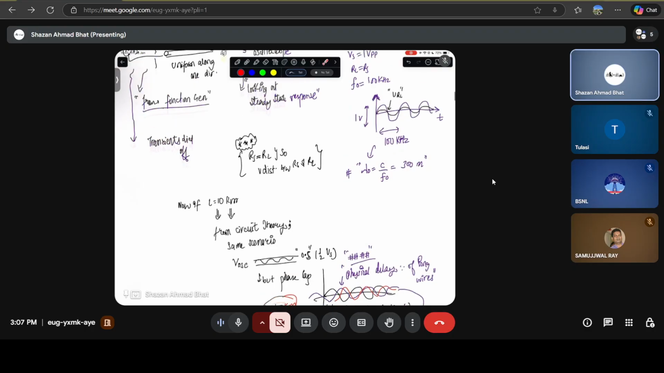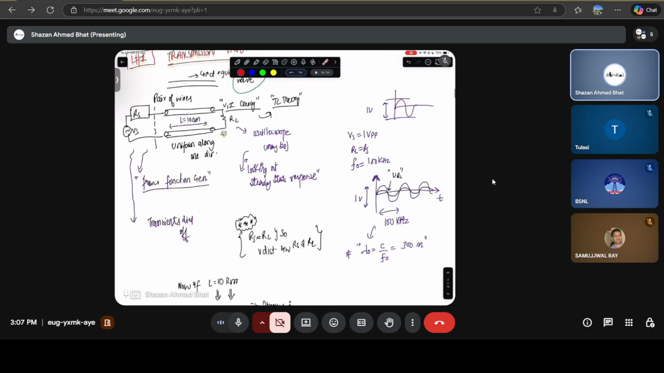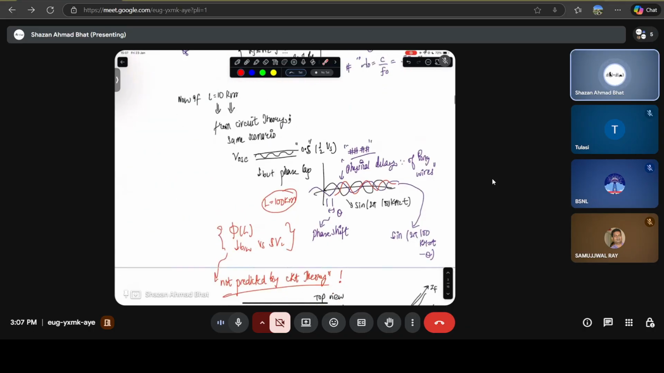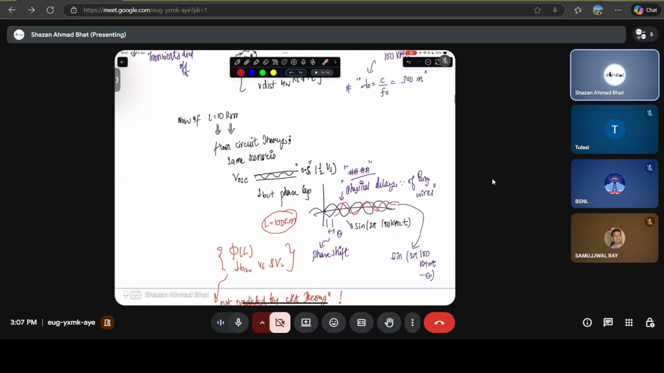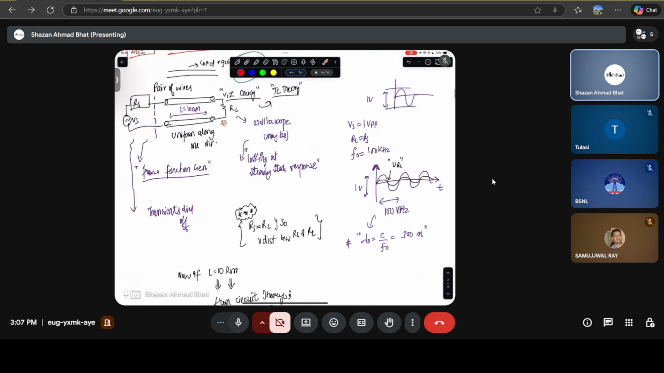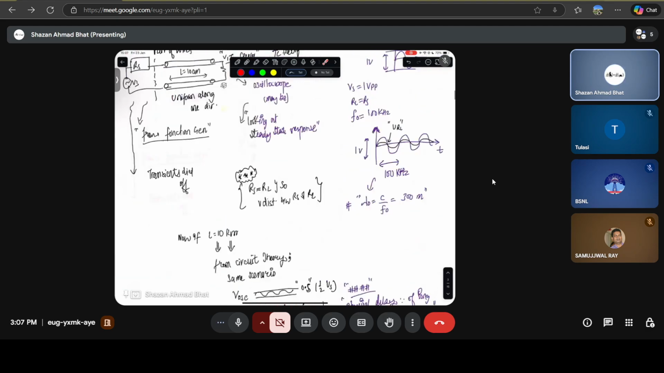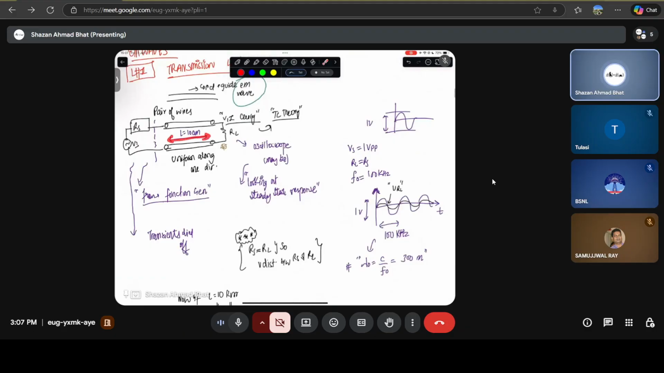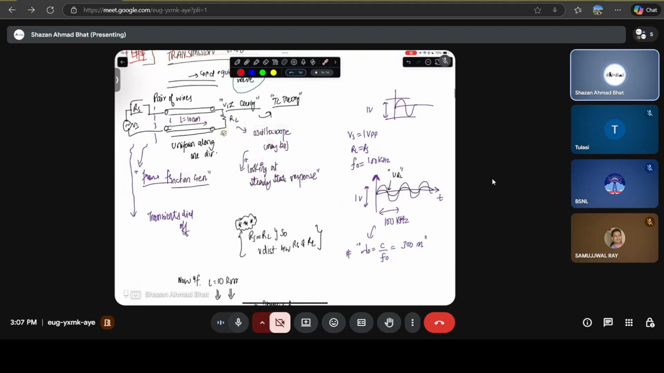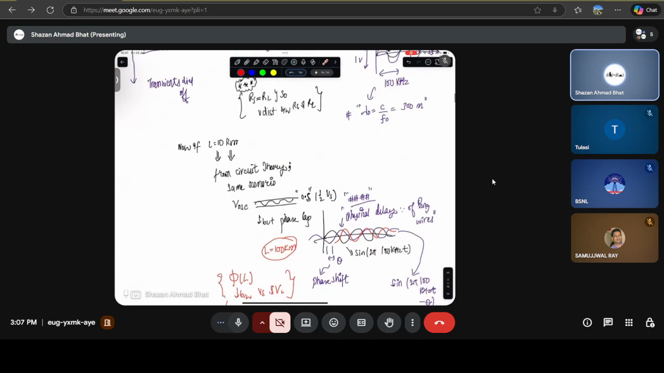Now what's going to happen? Let's say this particular system has a length of the order of maybe 10 centimeters. If the length of this transmission line is equivalent to 10 centimeters, this is much smaller than the wavelength, which is 300 meters.